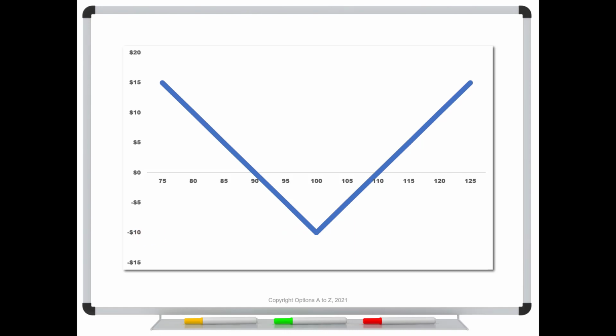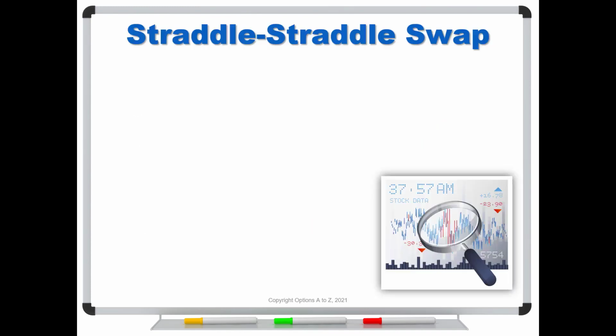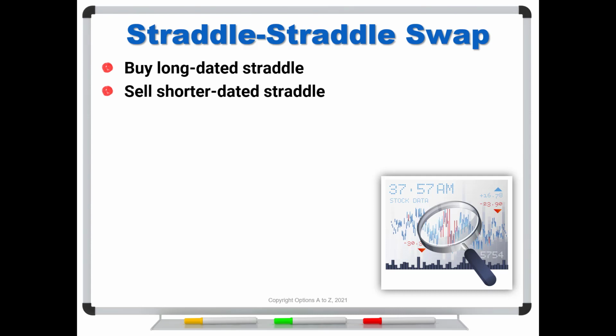So once you understand the basics of a straddle, what is a Straddle-Straddle Swap? Well, it's very similar. You're just going to do a purchase of a straddle and a simultaneous sale of a straddle. Now, of course, it doesn't really have to be simultaneous. Maybe you buy the straddle first and then at a later date sell a straddle. Same idea. But here's the essence of the strategy. You're going to buy a long dated straddle and you will sell a shorter dated straddle. So that's why it's a Straddle-Straddle Swap.